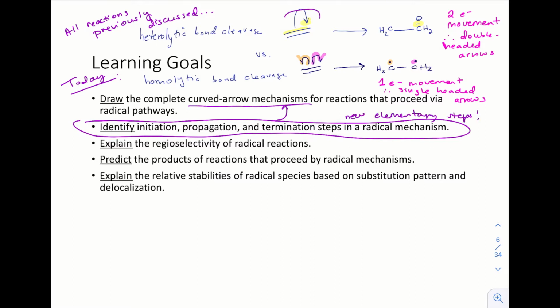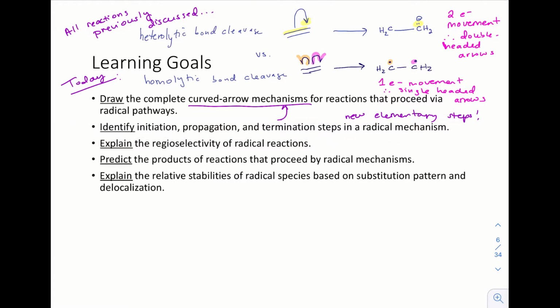For reactions where the electrons move as pairs, we've discussed elementary steps such as coordination, heterolysis, electrophile addition, nucleophile addition, etc. Today, we'll learn new elementary steps for reactions where the electrons move as single electrons. Then we will explain the regioselectivity of radical reactions, so reactions that proceed via radical pathways.